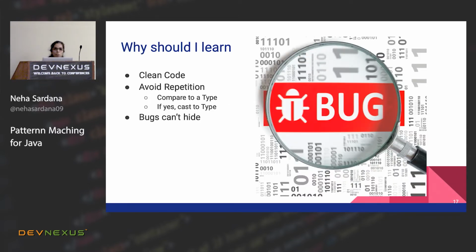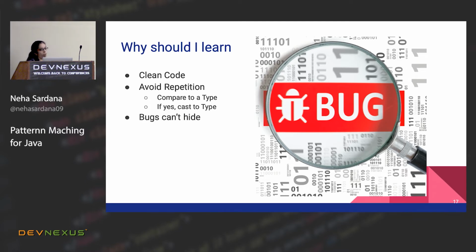You'll say, okay, why should I learn this? Why is it important? Anyone? You want to see clean code, you want to avoid repetition, because all you're doing is comparing to a type. If your predicate returns yes, you cast it to a type. It's all going on again and again, every time.